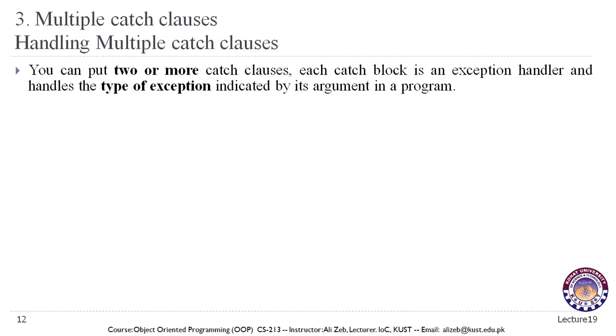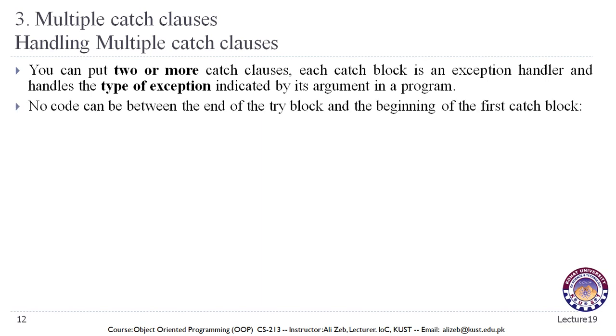Handling multiple catch classes. You can put two or more catch classes. Each catch block is an exception handler and handles the type of exception indicated by its argument in a program. We saw a catch class or a catch block in our previous example. What we can do is use multiple catch classes in our program, and we can use multiple exception handlers in each of those catch blocks.